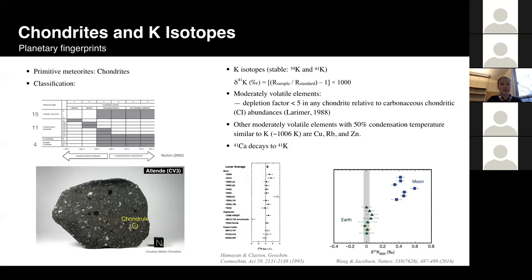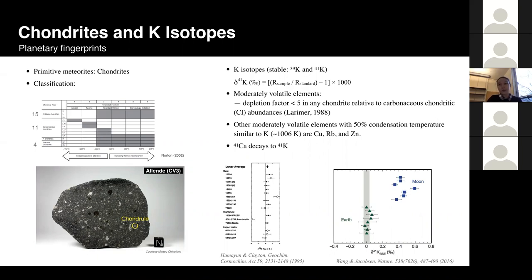So let's talk about potassium isotopes. Potassium has 2 stable isotopes, potassium-39 and potassium-41. The isotope ratio for potassium is usually expressed in a delta notation, which is the 39 to 41 ratio of a sample with respect to that ratio of a standard. All the potassium isotope compositions in this talk will be shown in the delta-41 potassium notation.